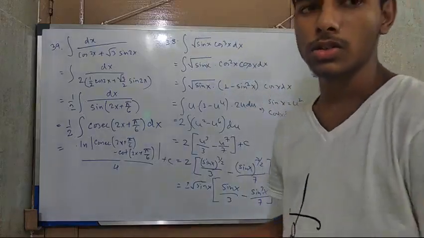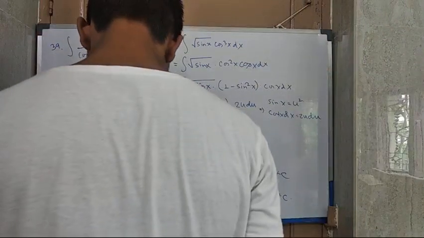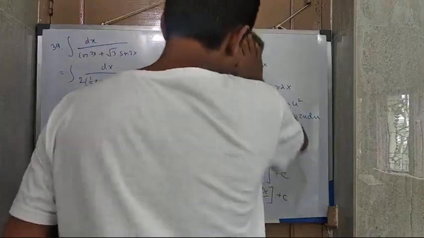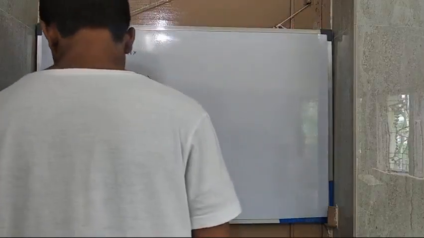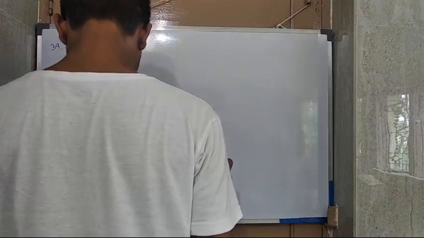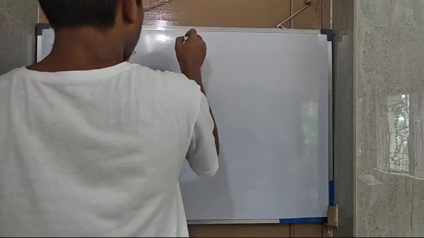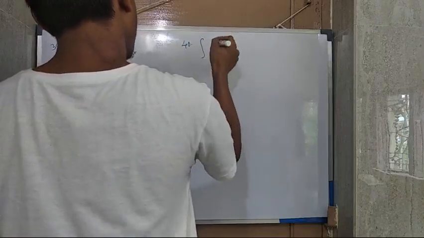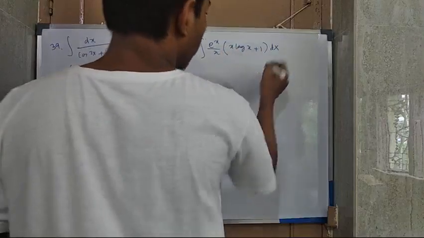Okay, so now let's proceed for the 40th question, which is integral e to the power x by x, which is integral e to the power x by x times x log x plus 1 dx.